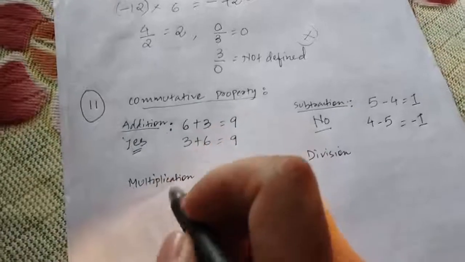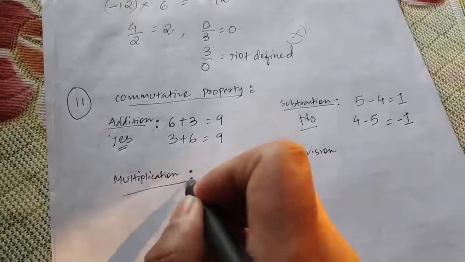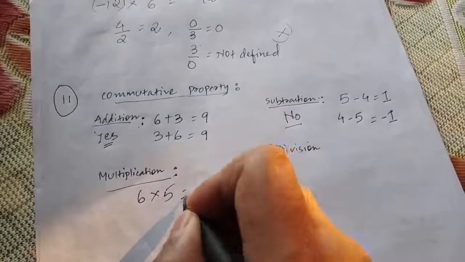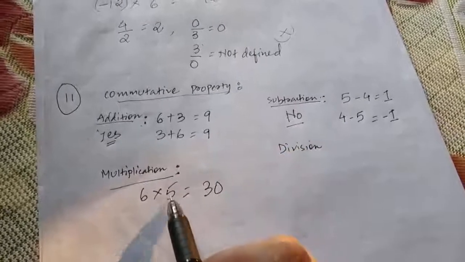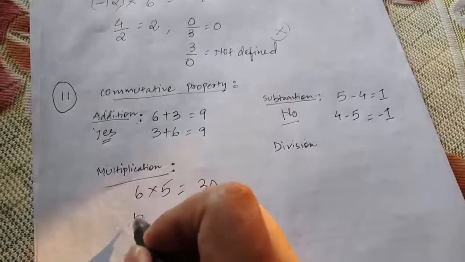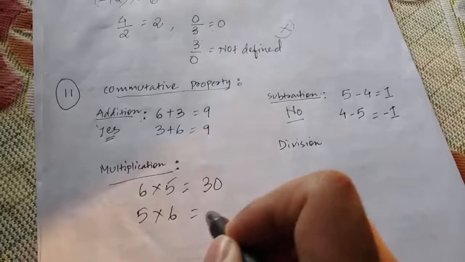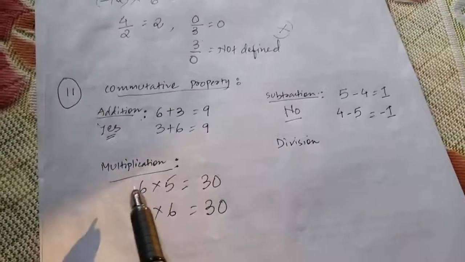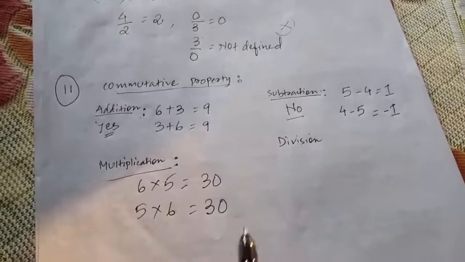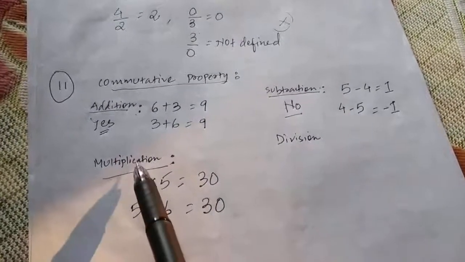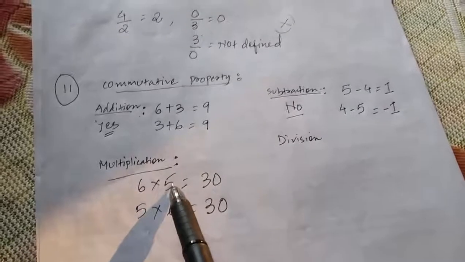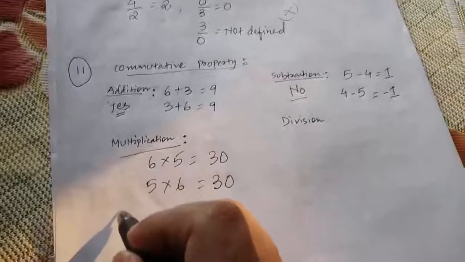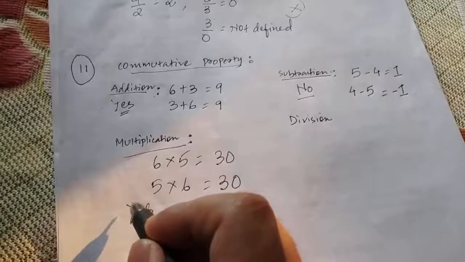Now let us see for the multiplication. 6 into 5 will get 30. Now let us change the order. 5 into 6, then also we will get 30. Always we have to take two integers and perform the operation. So 5 into 6 or 6 into 5, we got the same answer. So for multiplication our commutative property is true.